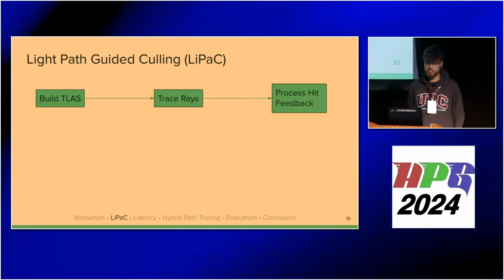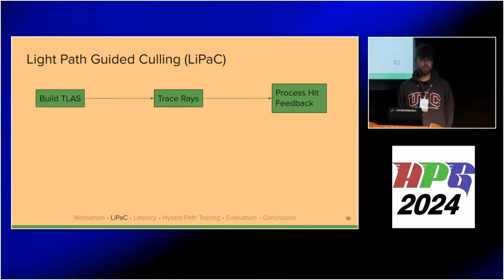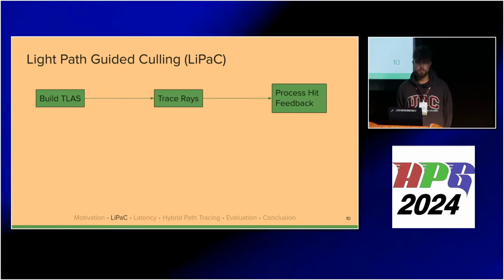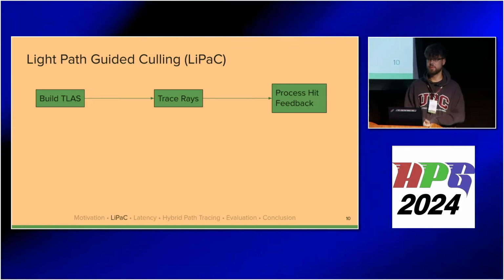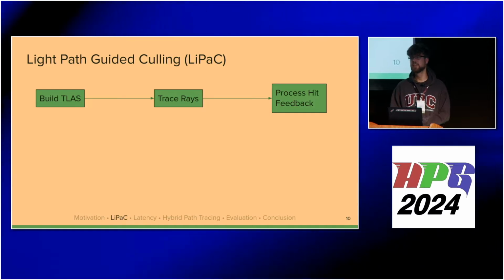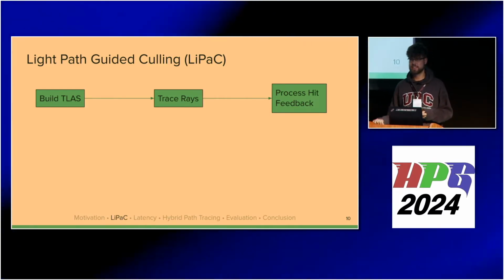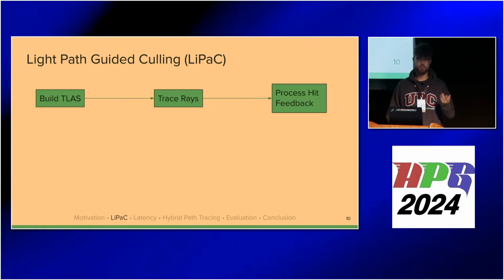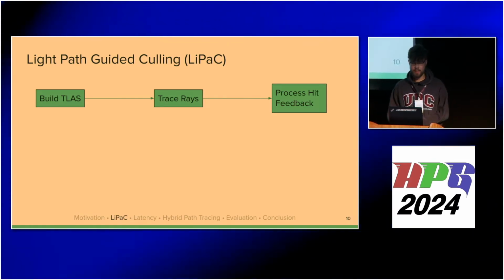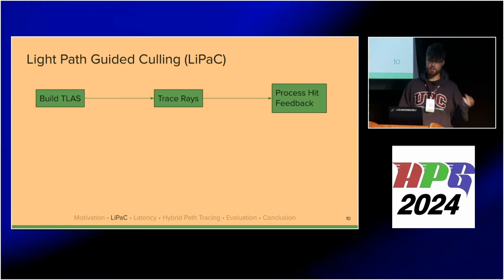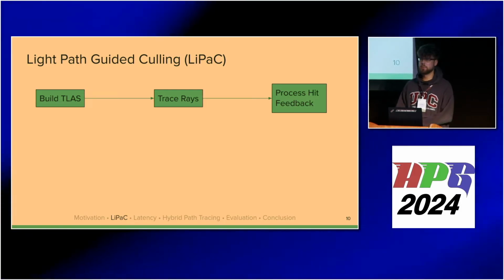All right, so on the GPU, we have basically 3 important steps in our pipeline for this culling algorithm. First, in each frame, we build the top-level acceleration structure. Then we use that to trace some rays. And at this point, it doesn't really matter if it's path tracing or some other more lightweight ray-traced real-time technique. And then in the end, after the ray tracing, we process this hit feedback.